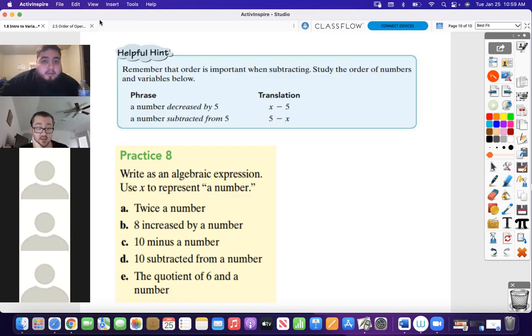All right, are there any questions so far, guys? Does anyone want to volunteer and say what they think the answer for A is? Well, look at your chart, Justin. Look at the chart that you have. I got x times x. Ah, twice a number. You got x times x.